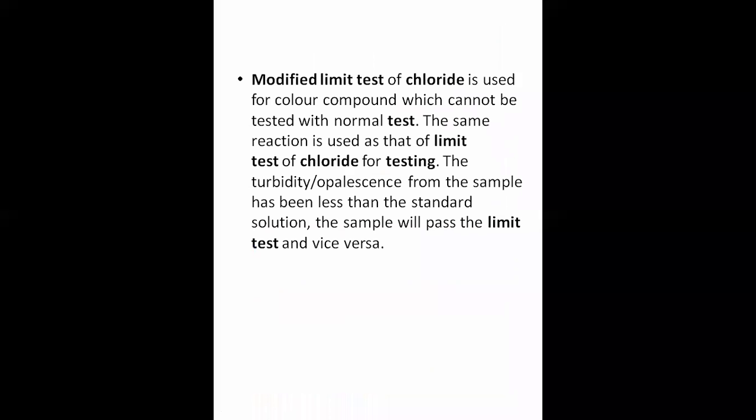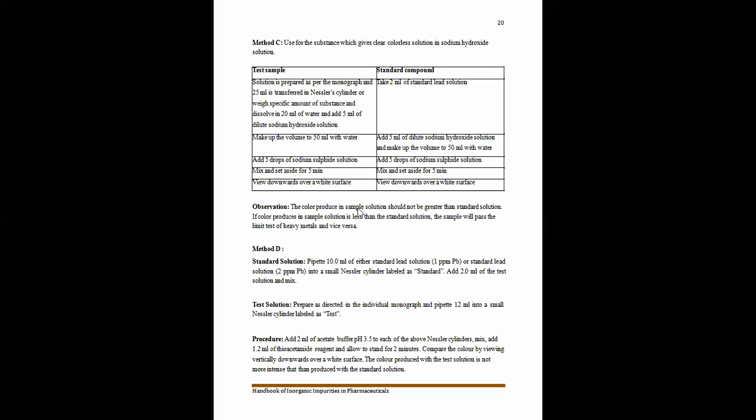And our last method, method D, will not have any specification, but it is totally different from the above three methods. So this is method A, production of clear colorless solution in specific conditions. Method B will not produce a clear colorless solution in specific conditions either. Method C, production of clear colorless solution in the presence of sodium hydroxide. And method D is totally different from all the above methods.